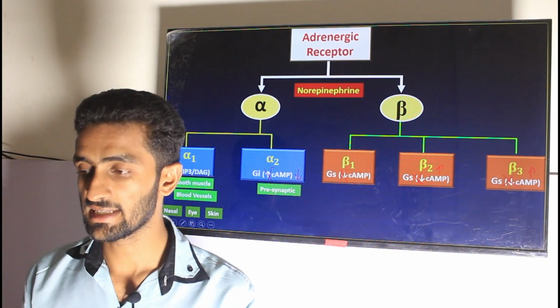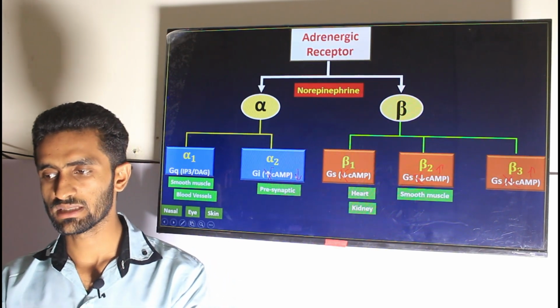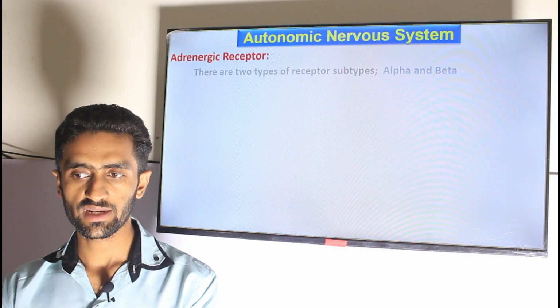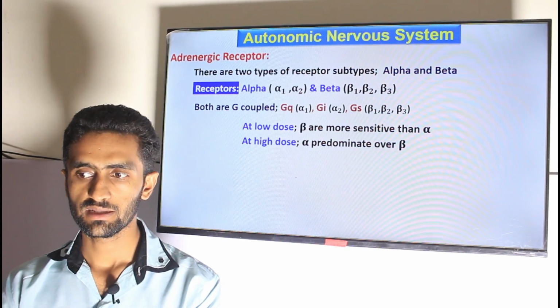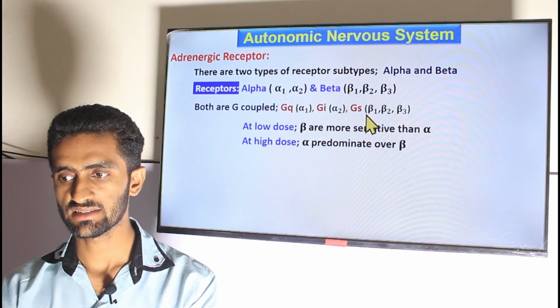GI decrease, GS increase. So this is, I think, a mistake. So heart, kidney, smooth muscle, blood vessel, lungs. So we're just looking at the adrenergic receptor, two subtypes: alpha and beta, and both are G-protein coupled. You can say Gq for the alpha 1, Gi for the alpha 2, and Gs for the beta.